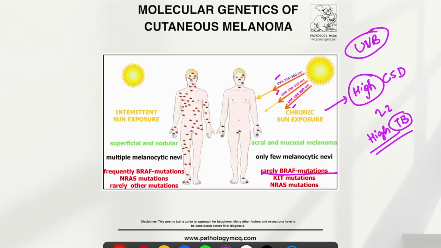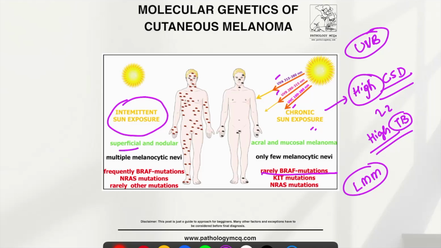Okay. So chronic sun exposure, as we saw, is associated with melanoma such as the lentigo maligna type of melanoma, high chronic sun exposure. And intermittent sun exposure is associated with superficial and nodular. Nodular can be further divided into high CSD nodular and low CSD nodular. So nodular can also be further divided into these types.